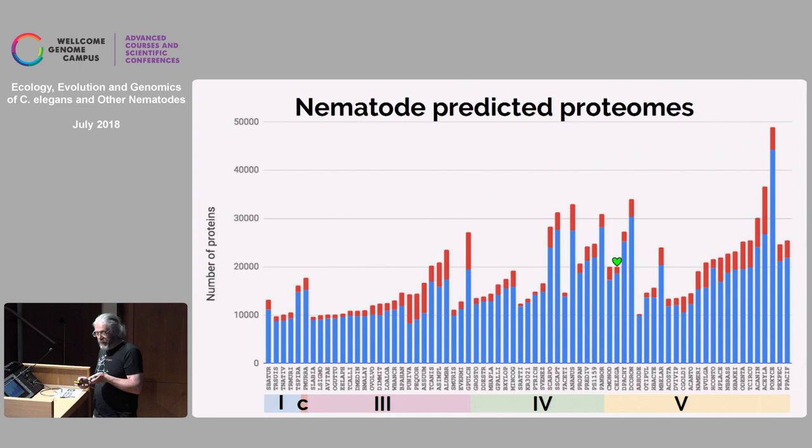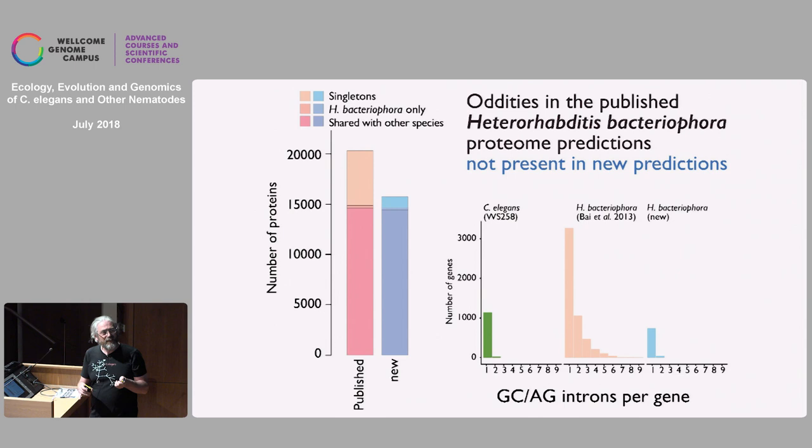One example of this, which is not to point fingers, but just to say it's fixable, is the original published proteome of Heterorhabditis bacteriophora. This is an entomopathogenic nematode, which is relatively closely related to C. elegans. It's clade 5. And one of the exciting things about the published proteome is that there are these 5,000 or so proteins which are absolutely unique to Heterorhabditis and might underpin its unique behavior.